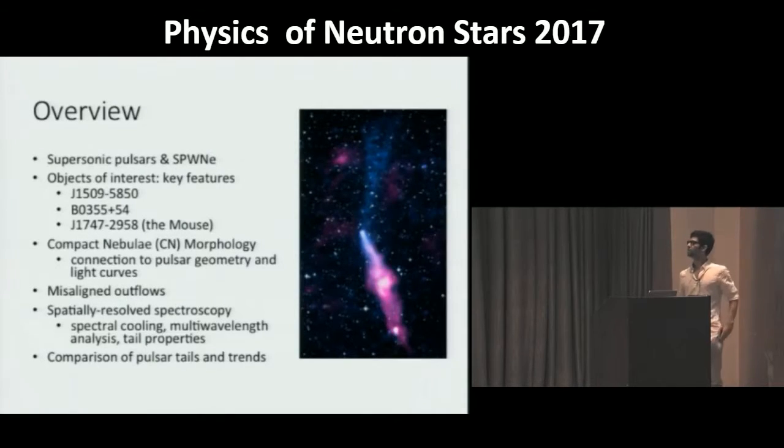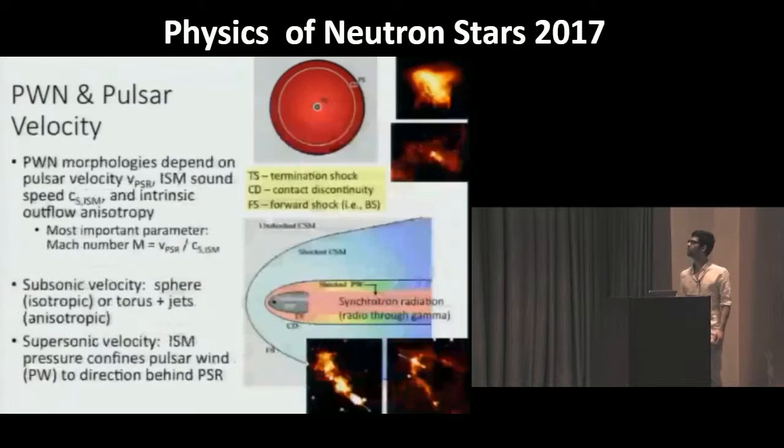Then I'm going to be talking about compact nebulae morphology and the connection of that with pulsar geometry and light curves. Misaligned outflows, which are these puzzling structures seen in about four supersonic pulsars in recent years. Then spatially resolved spectroscopy of the tails and how we can infer properties of the tail from it, and then a comparison of pulsar tails and the trends we see.